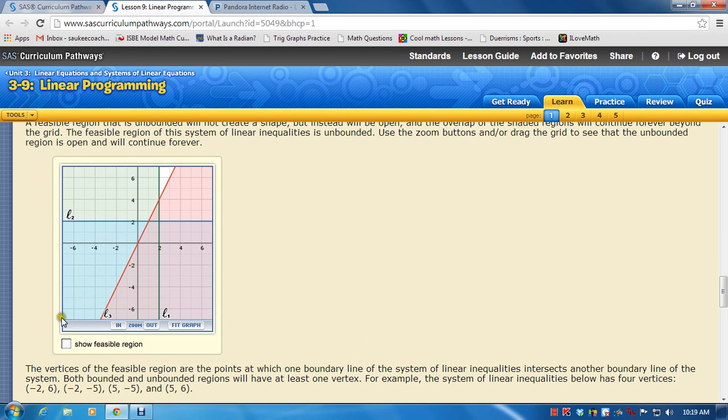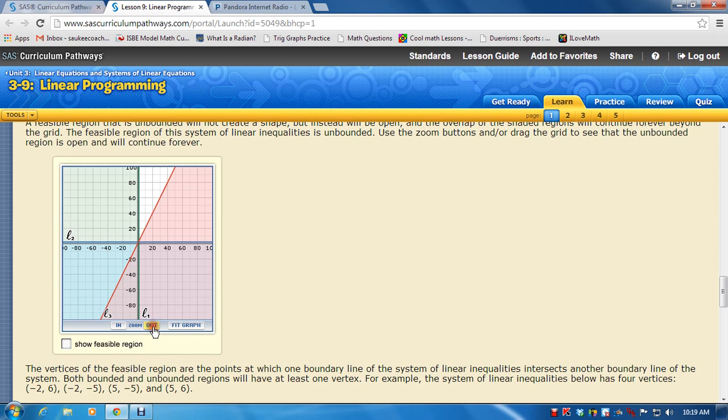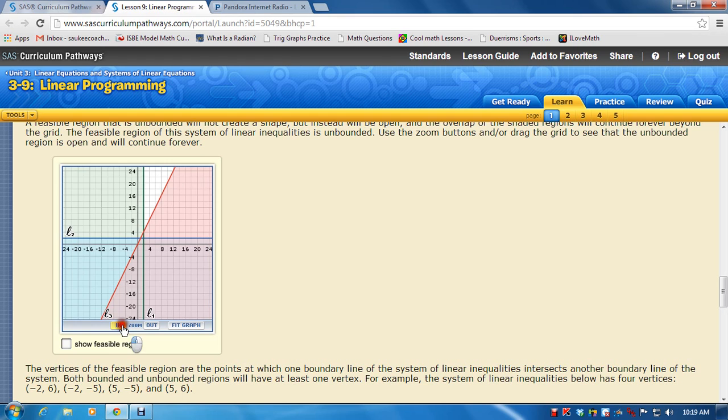Now this graph, we've got the red, the green, and the blue line. The green shaded left, the blue shaded below it, so my overlap is here. And then the red shaded below that, so my overlap is this triangle looking shape. However, there's nothing stopping it from going down. So as I zoom out, there's no constraints on that. Let's zoom back in.